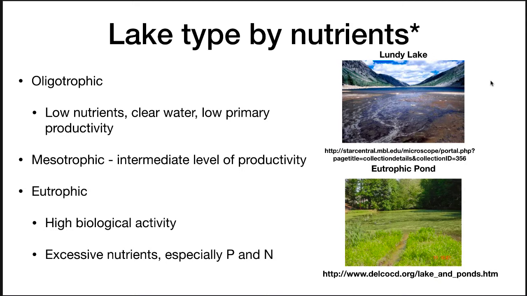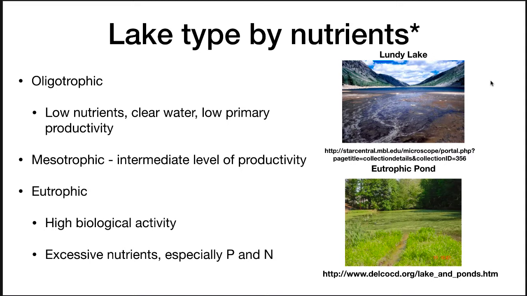An oligotrophic lake, such as Lundy Lake shown here, has low nutrients, clear water, and very low primary productivity. There's not enough going on. Even if you have a primary producer, a cyanobacteria, that cyanobacteria is still going to use nitrogen and phosphorus, and if it's at low concentrations in the lake, you're not going to get a lot of primary production.